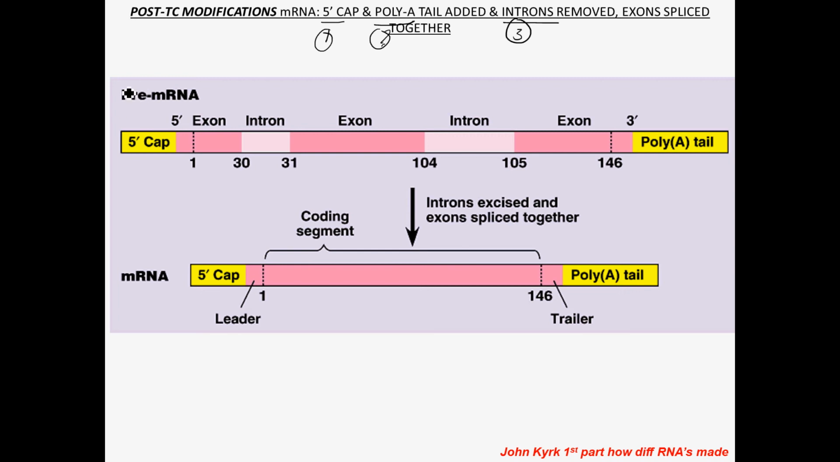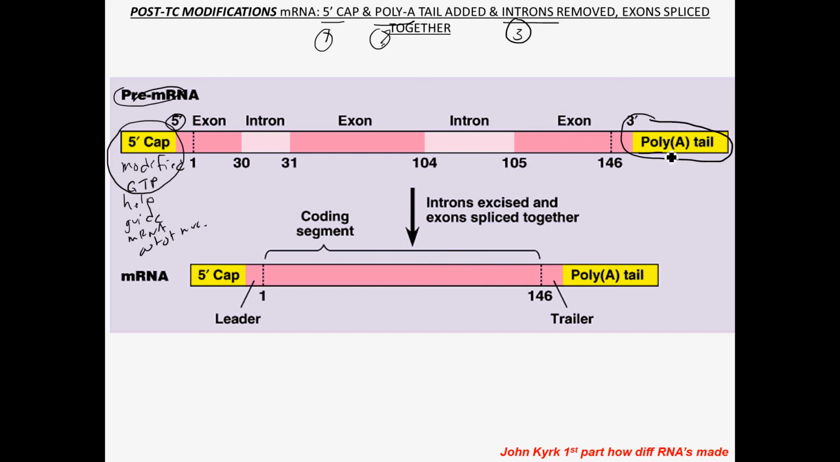So from transcription, we get this pre-mRNA molecule, and on the 5' end of that molecule, we're going to put this 5' cap, which you'll see referred to as a modified GTP molecule. Suffice it to say that this 5' cap is going to help guide the mRNA out of the nucleus into the cytoplasm. So the 5' cap gets slapped on to the end of that, and of course there's going to be an enzyme that does that.